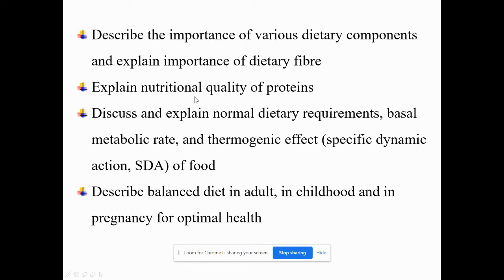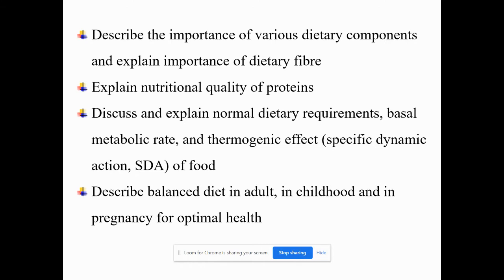The second one is that we should explain the quality of the protein, so it's the nutritional quality of proteins. The third thing is that we should explain the normal dietary requirements and what BMR and thermogenic effects are, otherwise known as the specific dynamic action of food. Clear, right?